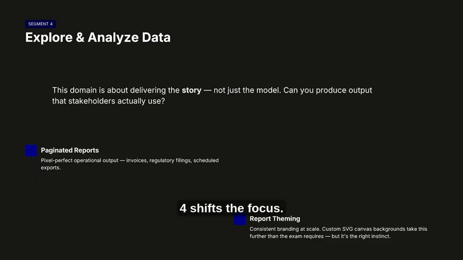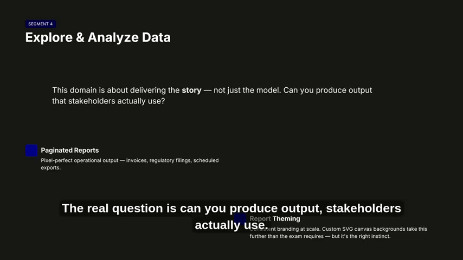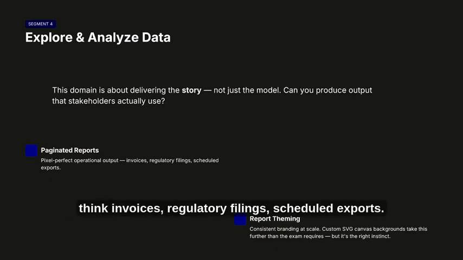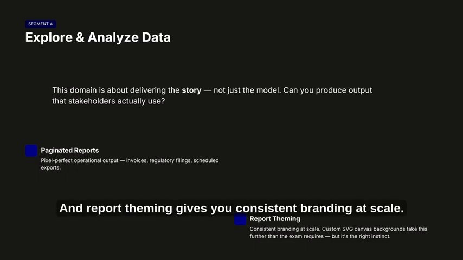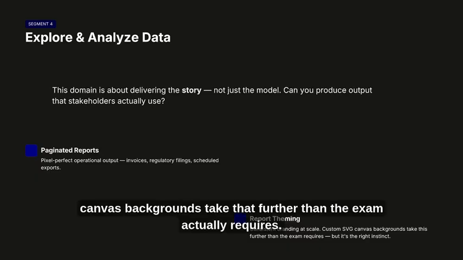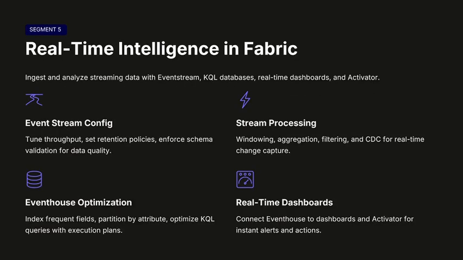Segment 4 shifts the focus. This domain is about delivering the story, not just building the model. The real question is, can you produce output stakeholders actually use? Paginated reports give you pixel-perfect operational output. Think invoices, regulatory filings, scheduled exports. And report theming gives you consistent branding at scale. Custom SVG canvas backgrounds take that further than the exam actually requires, but honestly, it is the right instinct to build.